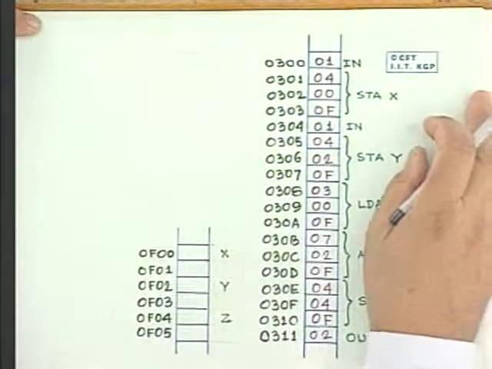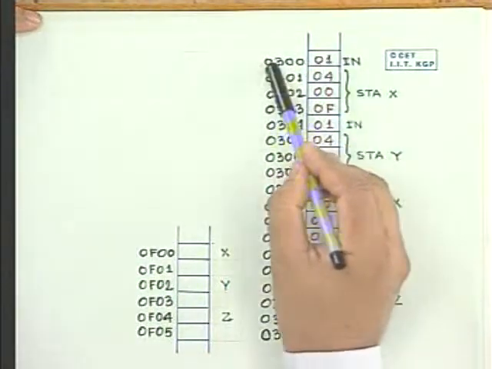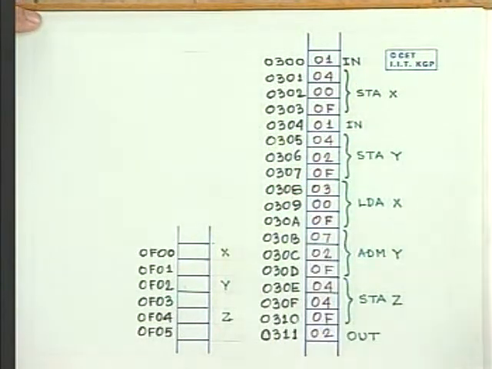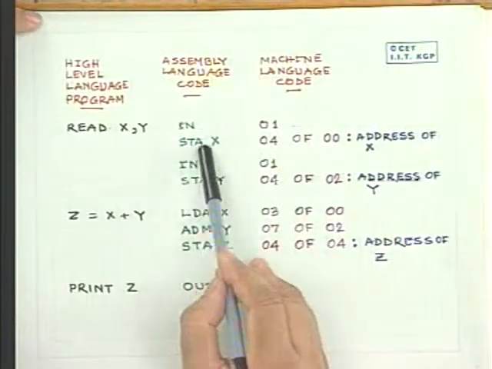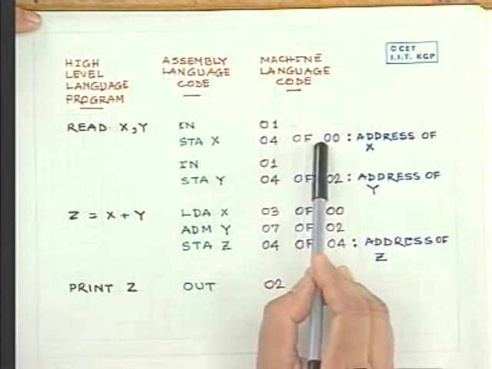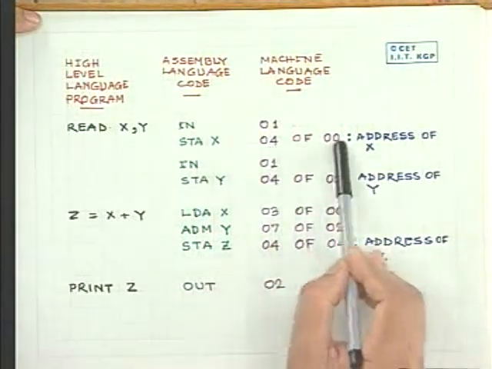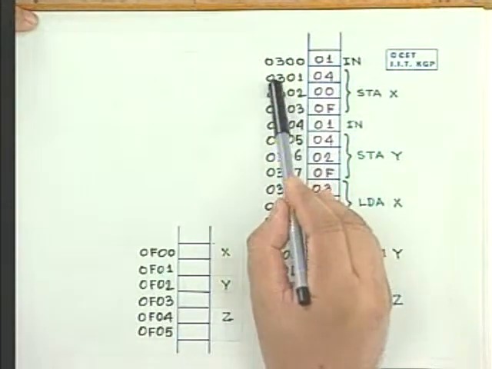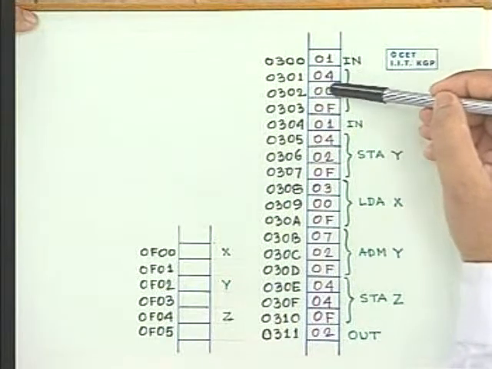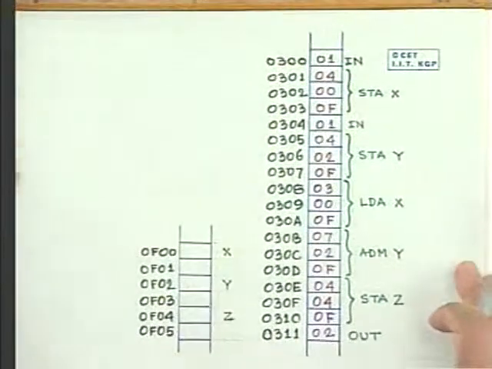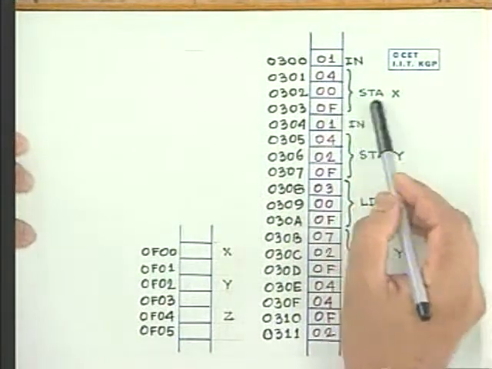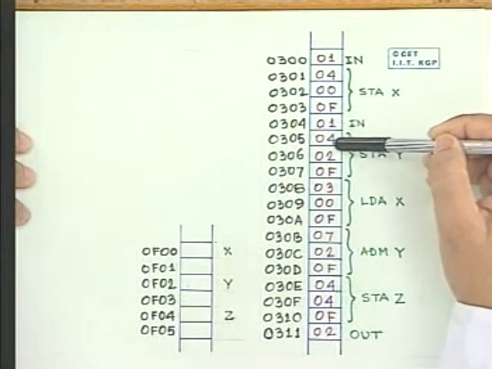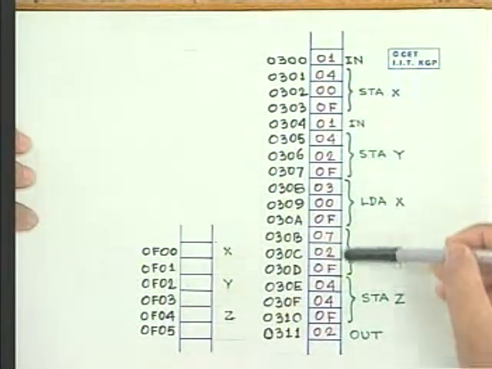This first instruction is IN, and that has been loaded in the location 0300. The machine code is 01, which has been loaded over here. The second instruction, you see, is store accumulator X: 04 0F00. 04 is the opcode. This is the address part. That second instruction has been loaded starting from the location 0301. So 04 00 0F. These 3 bytes taken together are a store accumulator X instruction. That way, every instruction one after the other has been loaded into this memory.